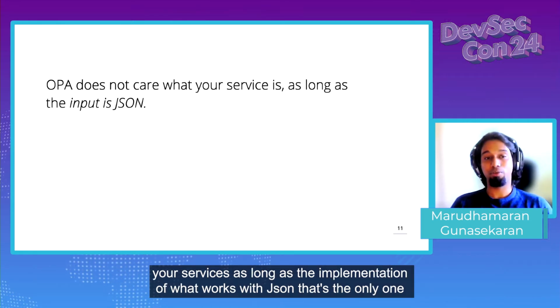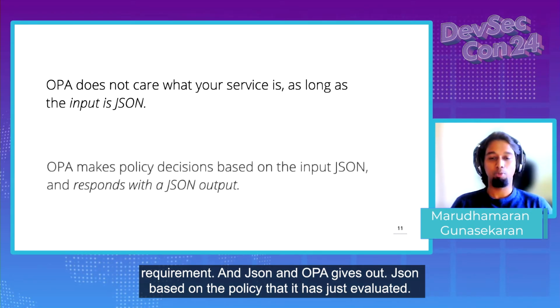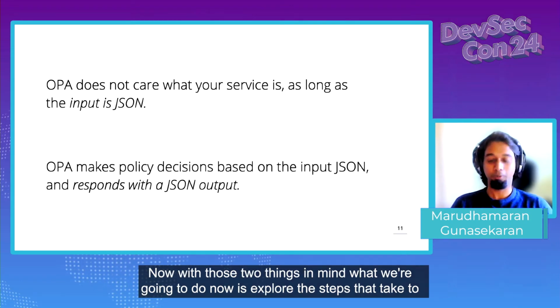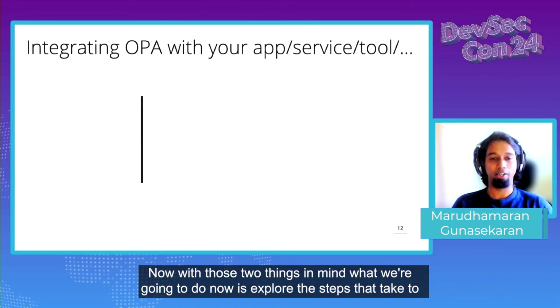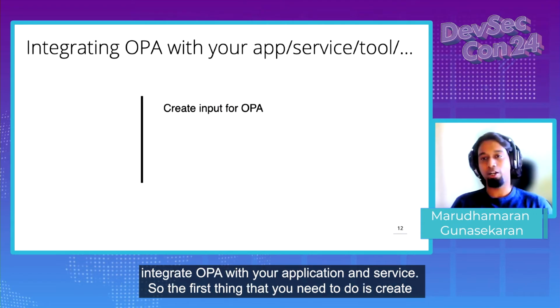OPA doesn't care what your service is as long as the input is JSON. OPA works with JSON. That's the only requirement. You need JSON, and OPA gives out JSON based on the policy that it has just evaluated. Now, with those two things in mind, what we're going to do now is explore the steps it takes to integrate OPA with your application and service.